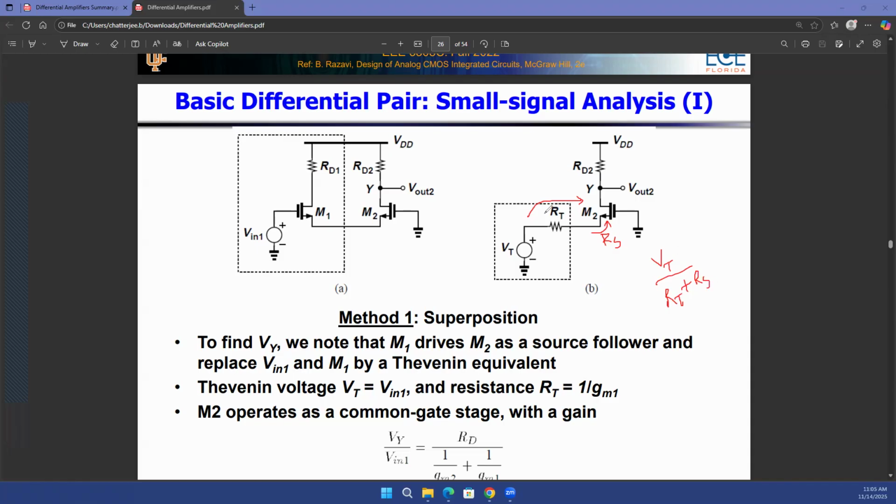What is equal to your RT? RT, we already found out, is equal to 1 over GM1. So this is the current, I. And what is equal to VT? VT is equal to V in 1. So I just replace VT as V in 1, RT as 1 over GM1, and RS, the resistance looking into the source of the M2 transistor, that would be 1 over GM2. Okay? So that's just the current that is flowing into the source terminal.